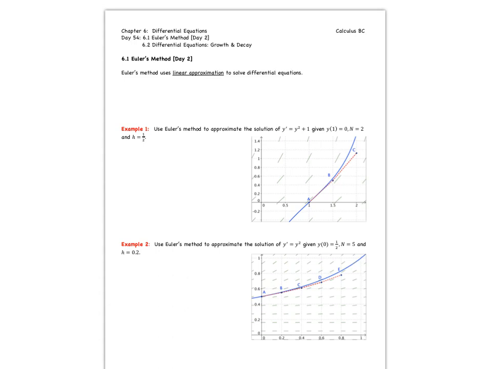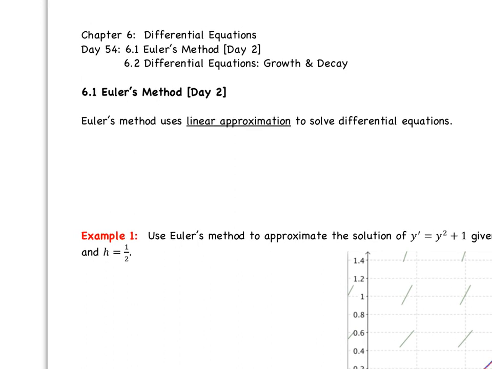Okay, so today we're going to focus on section 6.1, Euler's method, the second day. We're going to look at linear approximations, and then we'll start with 6.2, differential equations, growth and decay. So the first thing we're going to do is look at Euler's method. What Euler's method does is it uses linear approximations to solve differential equations.